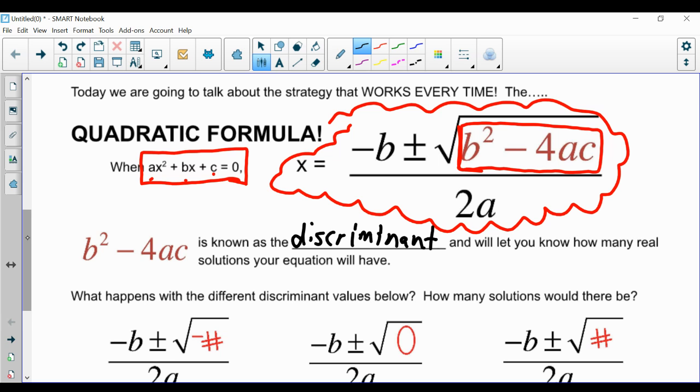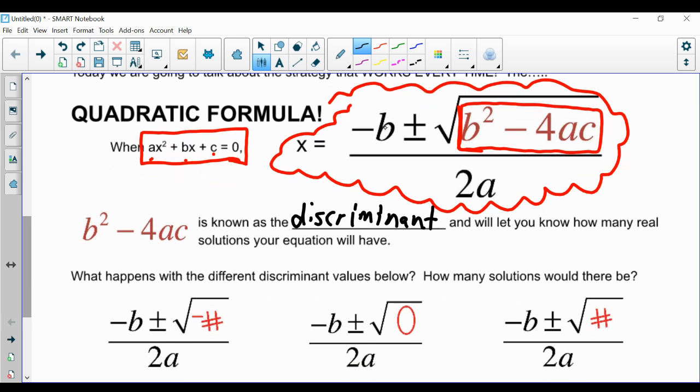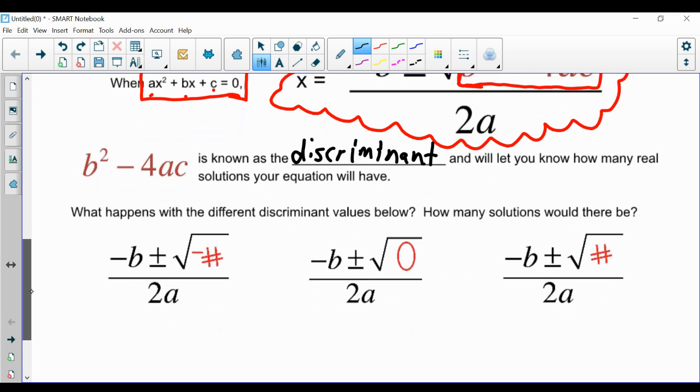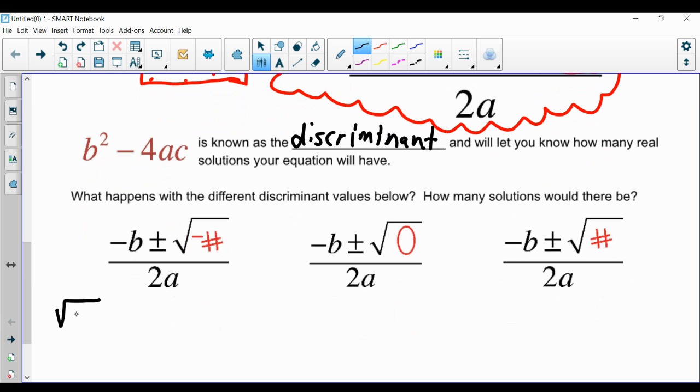So let's think about what that means. We have the opposite of b plus or minus the square root of, let's say, a negative number that we got underneath for that b squared minus 4ac. Well, let's think about that. What would happen if we had the square root of a negative number? We have to think about something times itself that would give us that value, and in this case, it's a negative number. We know that can't happen. And so this tells us that we're going to have imaginary solutions, which we'll talk about more later this week.